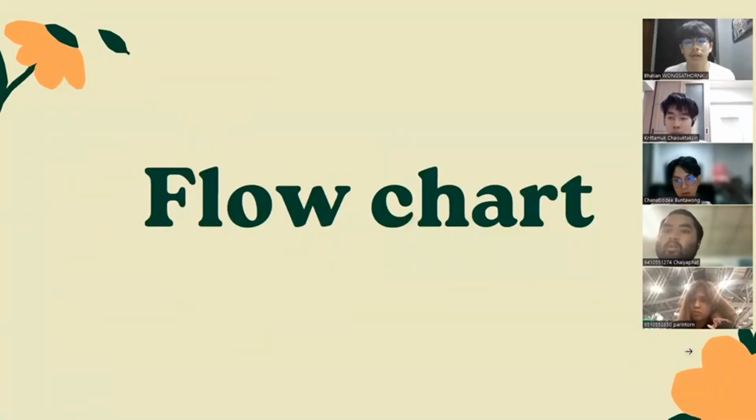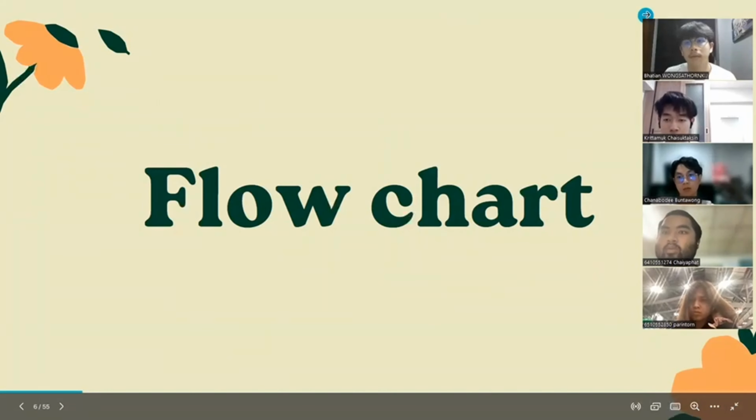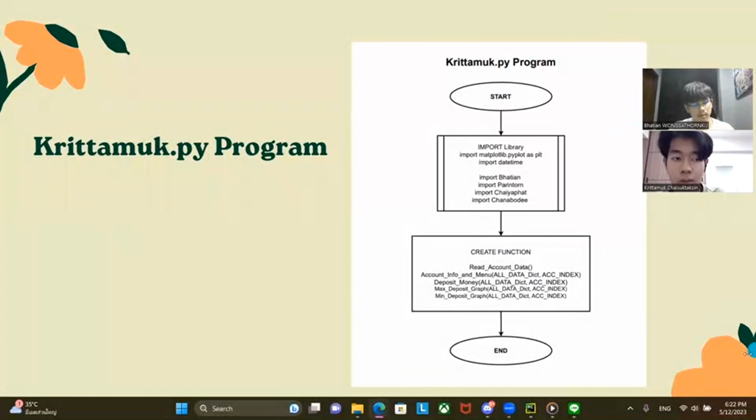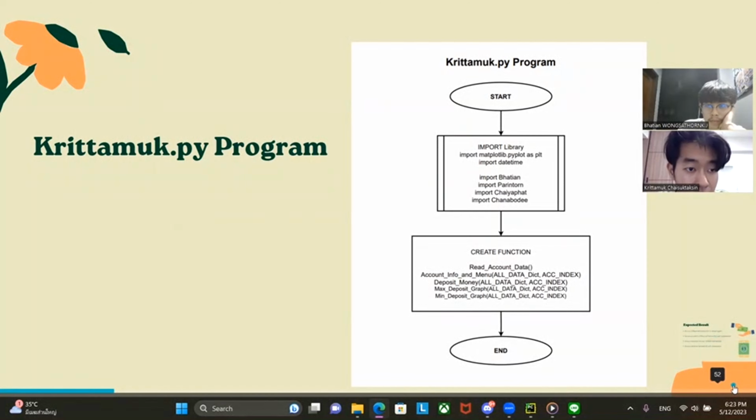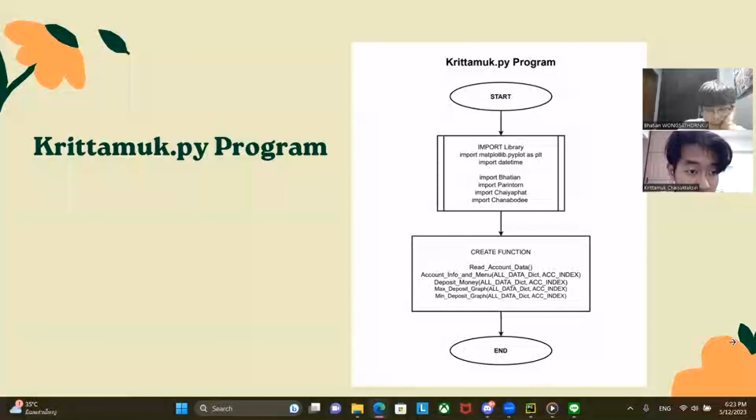And next is the flowchart. From the flowchart of my function in the Python program, first, when it's run, it will run to the subroutine to import matplotlib to plot the graph and import the library datetime. Then import my friend's function to use in this program. Then it will run to the process create function and it ends. Next.